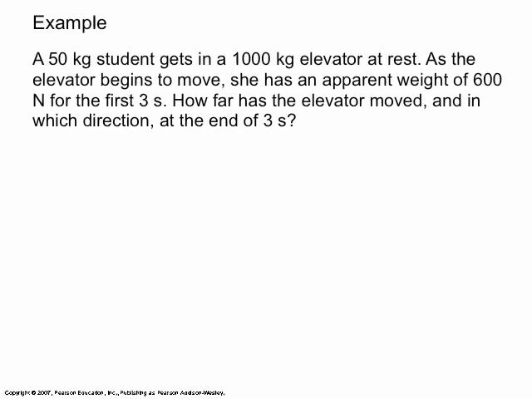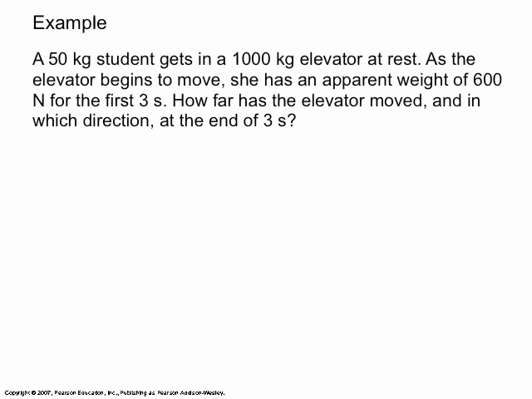A 50-kilogram student gets in a 1,000-kilogram elevator at rest. As the elevator begins to move, she has an apparent weight of 600 newtons. She's 50 kilograms, so her apparent weight of 600 newtons is greater than 50 kilograms times g, her 500 newton weight. This lasts for the first 3 seconds. How far has the elevator moved and in which direction at the end of 3 seconds?